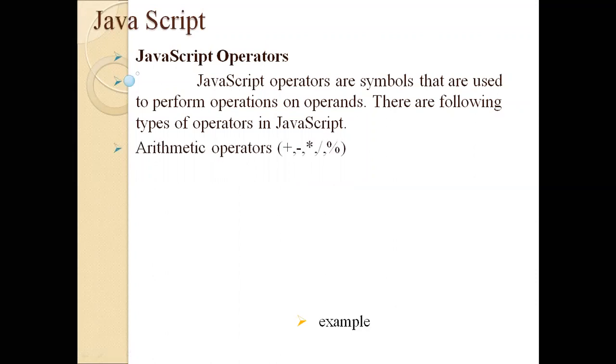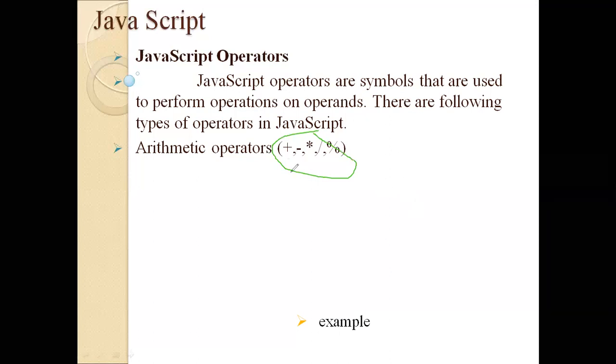Now let us see the next point in the slide. The following are the different types of operators that are used in JavaScript. The first type of operators are arithmetic operators. We know arithmetic: there are some operations which can be performed, for example, addition, subtraction, multiplication, division, and modulo division. The symbols of these operators come under arithmetic operators, and they are used to perform arithmetic operations.